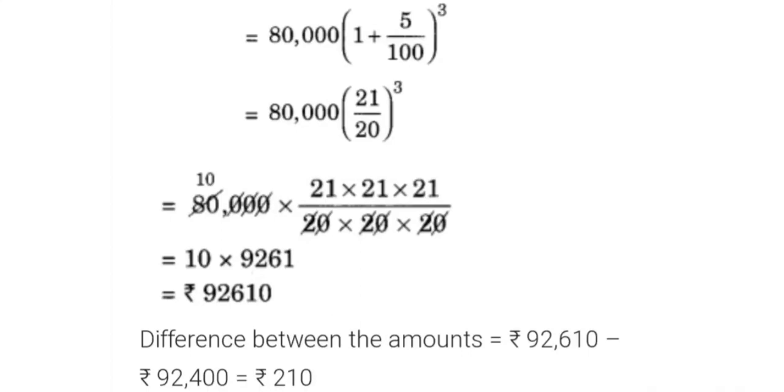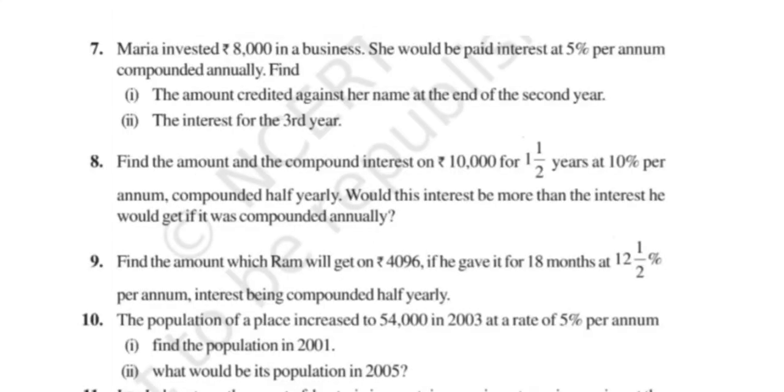Now we have to find the difference. So 92,610 minus 92,400. Answer is 210 rupees.